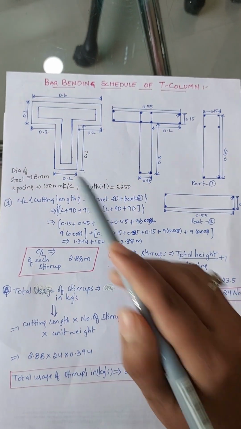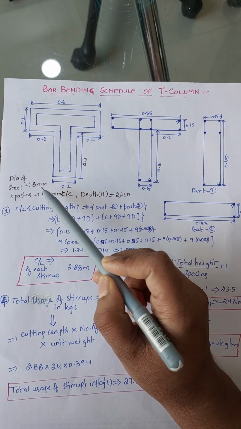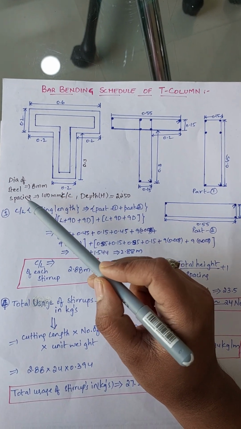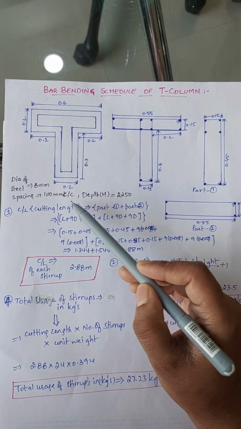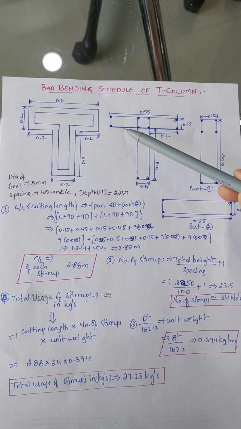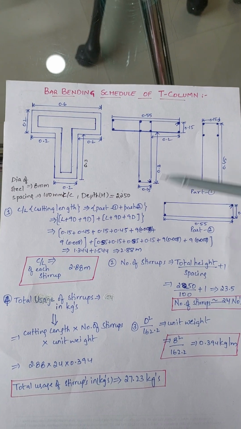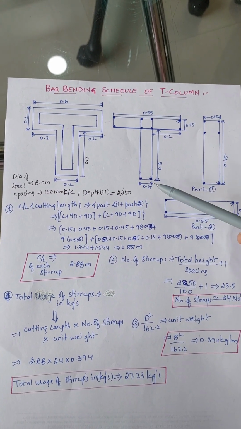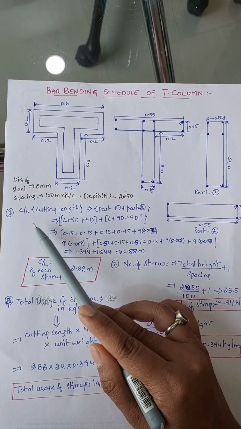The diameter of steel which we have used is 8 mm, and the steel spacing we have provided is 100 mm center to center. The depth or height is nothing but the T section height, which is 2250 mm. So firstly we will find the cutting length.